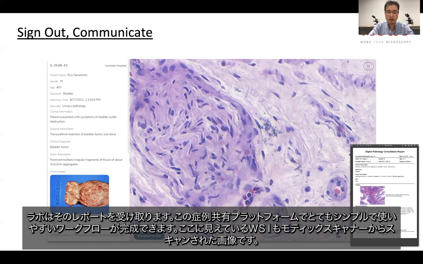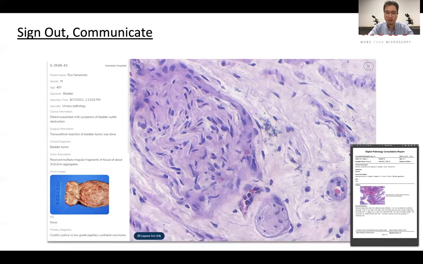It's just really designed to be very simple, very easy to use. The steps are very clear for every party involved. And it's not just one pathologist to one lab. You can have many pathologists consulting with many different labs. And one thing I do want to note here is that these scans that you see here were done on the Motic scanners. The gross image obviously is not.